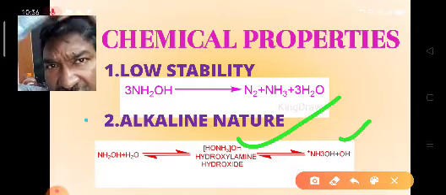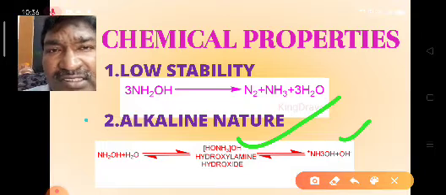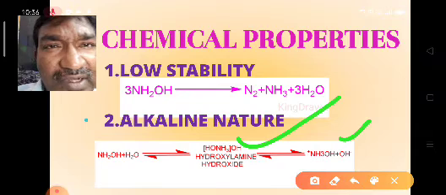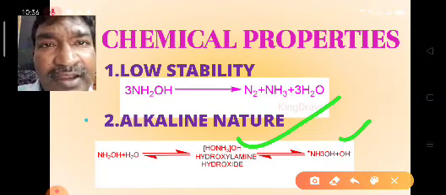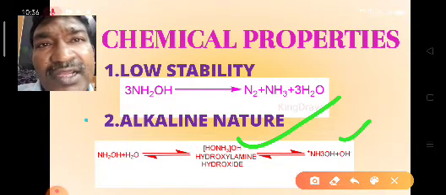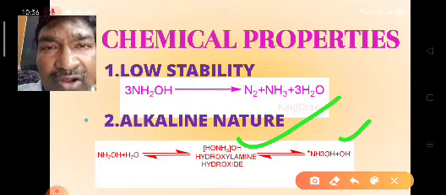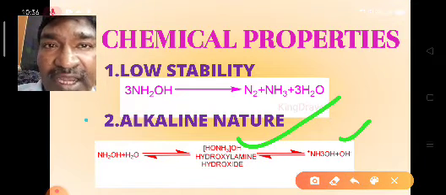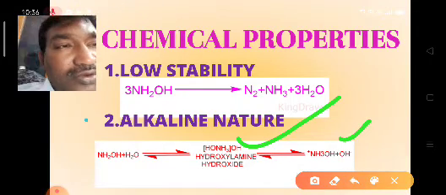Even though it is a Lewis base, in aqueous solution it acts as an Arrhenius base, because first of all it reacts with the water molecule and forms the hydroxylamine hydroxide compound, which easily decomposes to give hydroxide ions. So even though hydroxylamine is a Lewis base, in aqueous solution it acts as an Arrhenius base, that we have to remember.